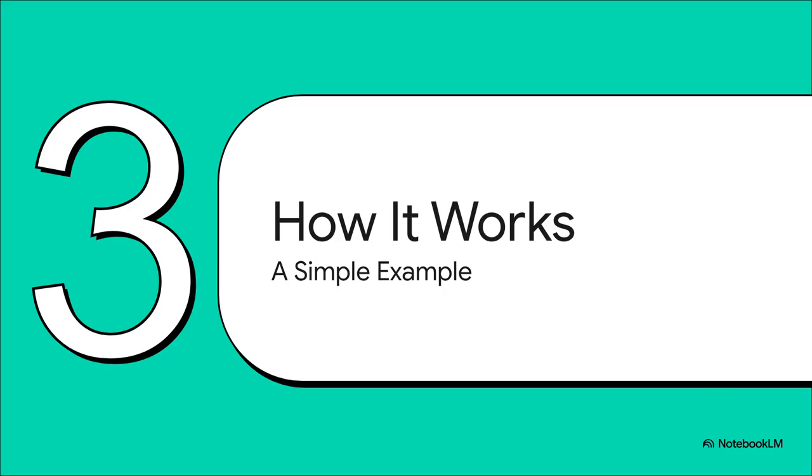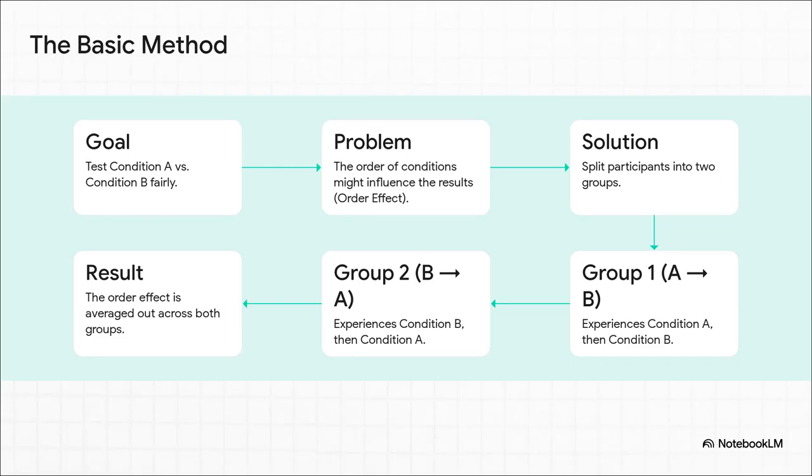All right, so that's the theory. But what does this actually look like in practice? Let's walk through a classic, really simple example of counterbalancing in action. This breaks down the whole process perfectly. So your goal is to compare A and B. You already know the order might be a problem. So what do you do? You just split your group in two. Group 1 does A, then B. Group 2 does B, then A. Any advantage or disadvantage that comes from going first is now applied equally to both conditions. So by the time you combine all the data, the bias from the order has been totally neutralized. Simple, elegant, and just incredibly effective.